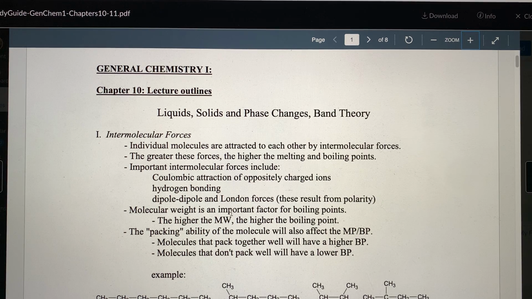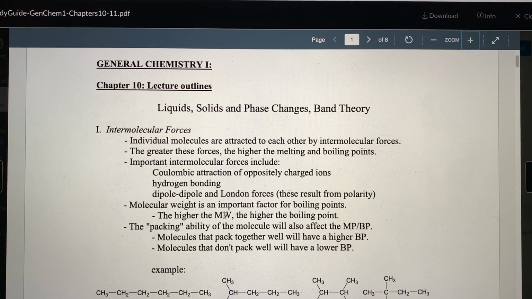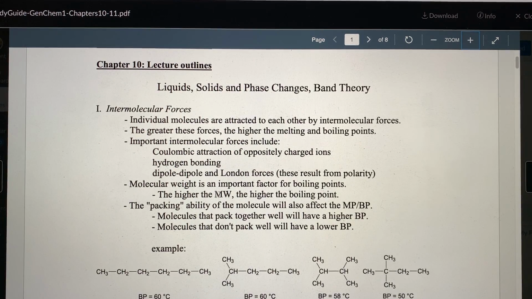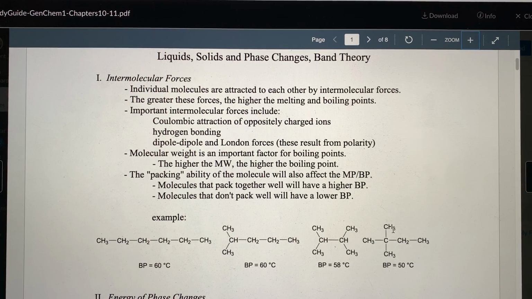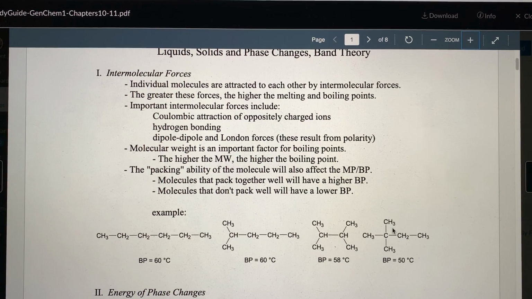Now, when you use intermolecular force to compare boiling points, what if the 2 molecules or compounds have the same kinds of force? Then what is the next thing we look at? We look at the molecular weight. The higher the molecular weight, the higher the boiling point, if the 2 compounds have the same intermolecular force. And then we also need to consider the packing ability, which means the shape of the molecules.